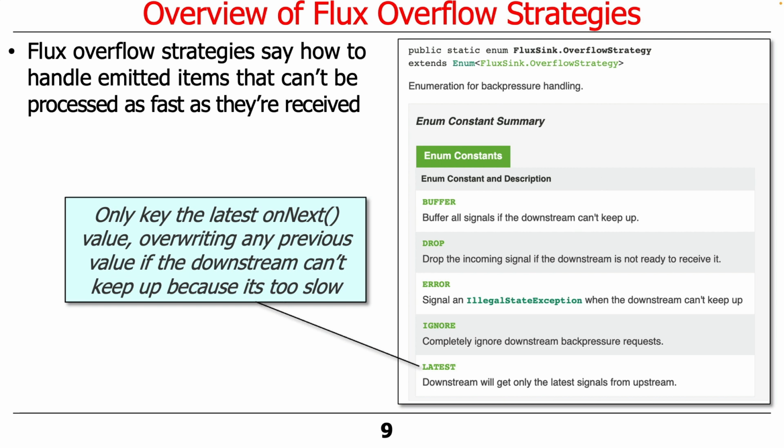And then finally, the last strategy says only keep the latest on next value. So in other words, unlike drop, which says drop the latest value, latest says only keep the latest value. What it's really doing is, as values come in, it has a buffer with size 1, and it puts the latest value in there. And it just overwrites whatever was there before. So those are the 5 strategies.